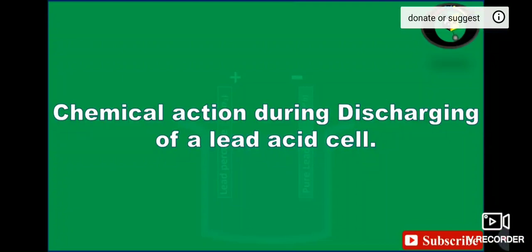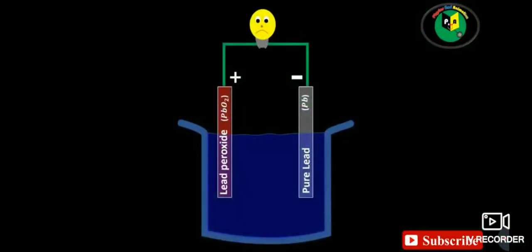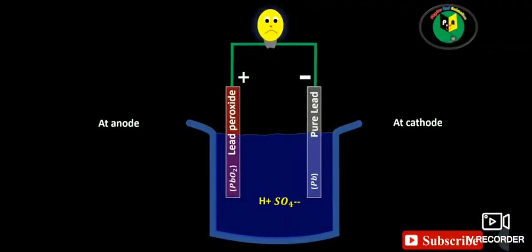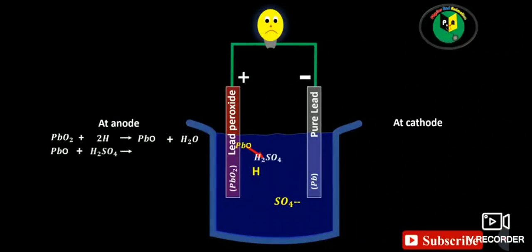Chemical action during discharging of a lead acid cell. A load is connected externally between these plates. In diluted sulfuric acid, the molecules of acid split into positive hydrogen ion and negative sulfate ion. The hydrogen ion moves to the lead peroxide plate and, reaching the lead peroxide plate, receives one electron from the lead peroxide plate and becomes a hydrogen atom. The hydrogen atom comes in contact with the lead peroxide, so it attacks lead peroxide and forms lead oxide and water. Then this lead oxide reacts with the sulfuric acid, which forms whitish lead sulfate and water.